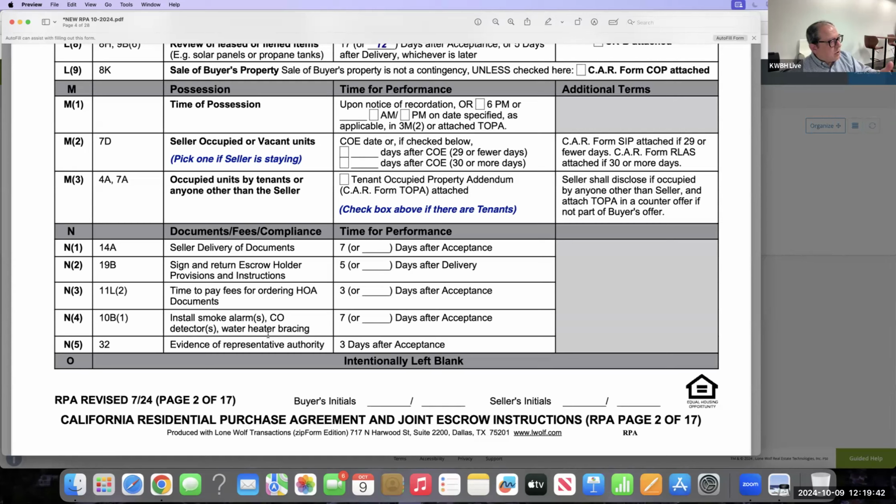You have to have smoke alarms, carbon monoxide detectors, and water heater strapping. It's the seller's responsibility. No matter who pays for it, it's still the seller's responsibility. If you have a flipper, and the seller and the buyer are all willing to waive retrofitting, escrow is not going to enforce it, but it's illegal. Escrow's not going to stop it.